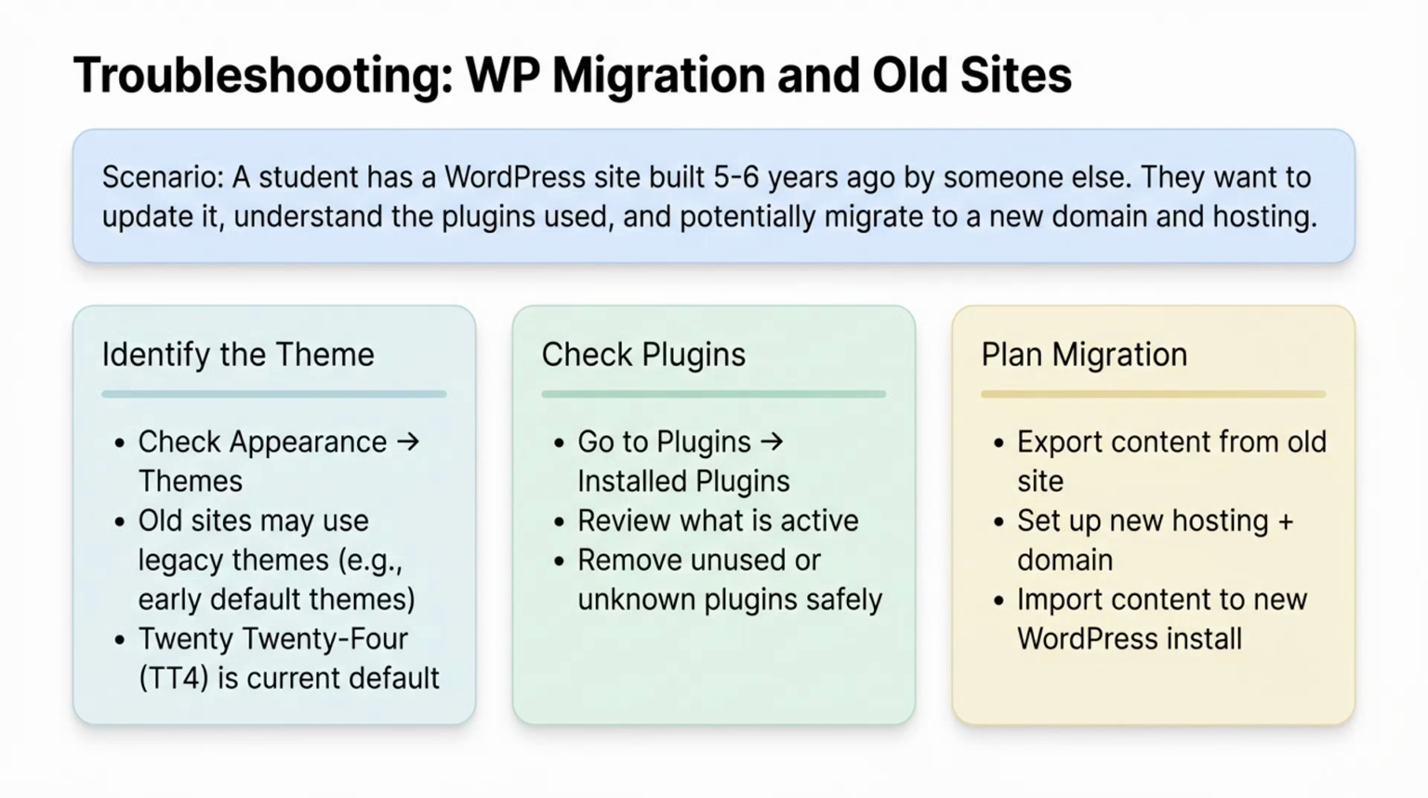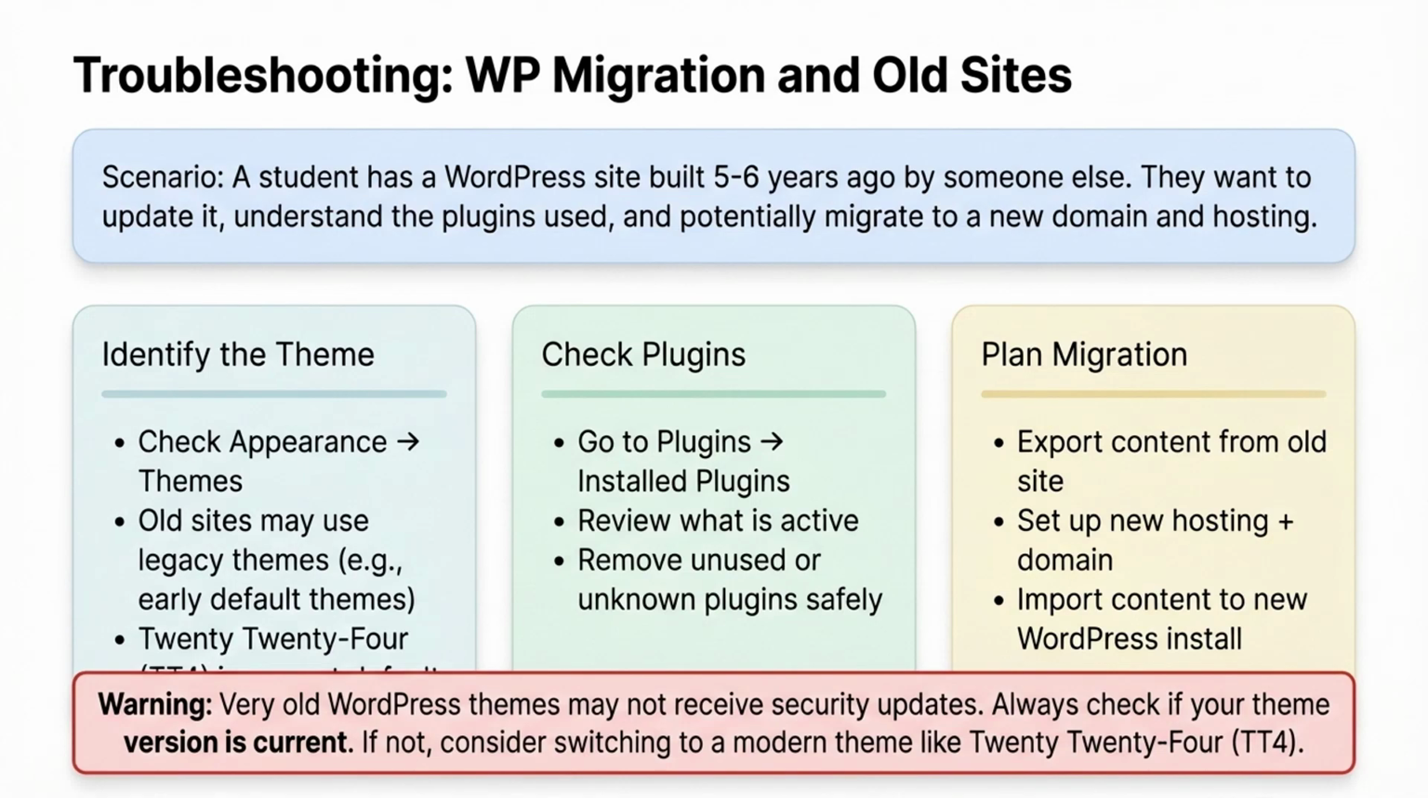A common real-world situation is inheriting or returning to a WordPress site that was built years ago, maybe by someone else, maybe by yourself when you were just starting out. The first thing to do is audit what you have. Check which theme is installed under Appearance. Old sites often run legacy themes that are no longer maintained or even included in WordPress by default. Then check your plugins, see what's installed, what's active, and remove anything you don't recognize or need.